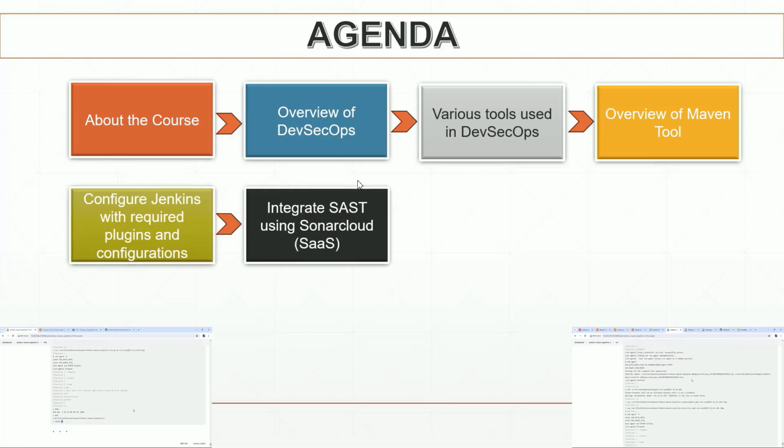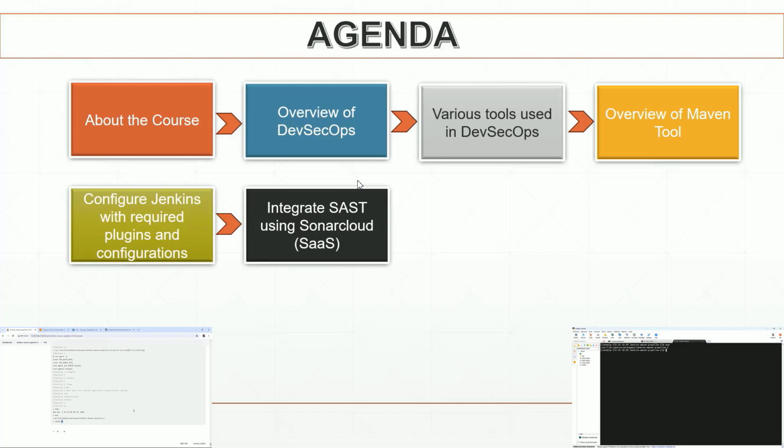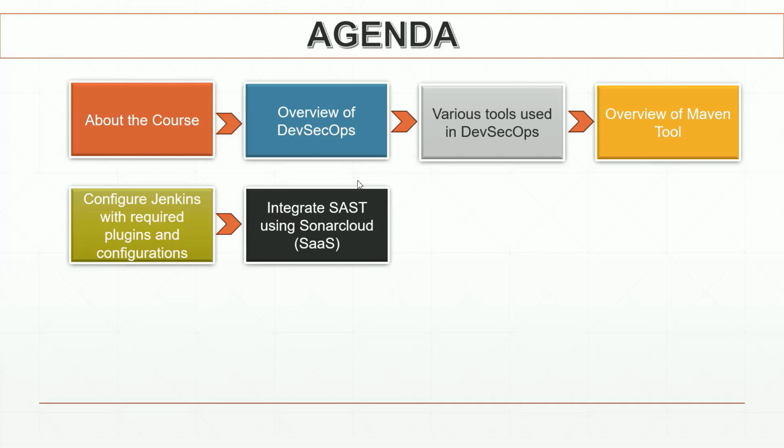After that, we are going to integrate SAST using SonarCloud, which is software as a service. SAST is the static application security testing tool, which gives developers real-time feedback on their code, helping them fix issues before they pass the code to the next phase of the SDLC, that is the software development lifecycle. In simple words, SAST is used to scan the code you write for security vulnerabilities. We will also integrate SAST with SonarQube as well.